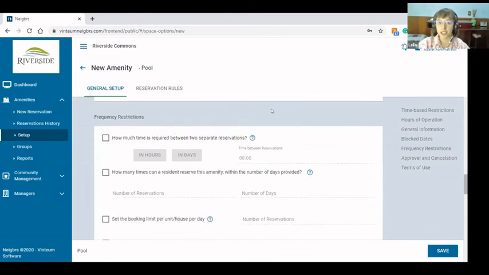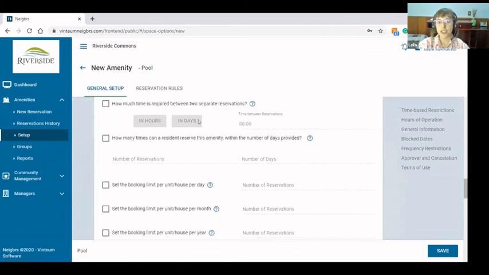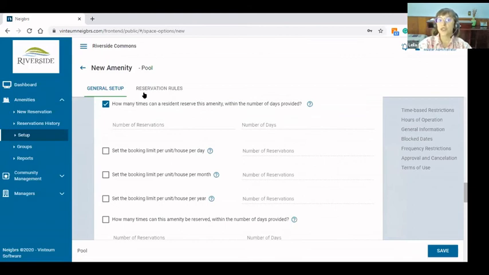And then we get into frequency restrictions. Fly just went over my camera. We can get into restrictions. So how much time between separate reservations? Maybe I need to clean it properly. So 2 hours. I might want to limit how many times they can reserve an amenity within a certain amount of days. I can do this for the resident.